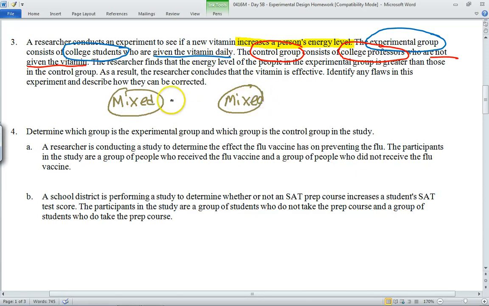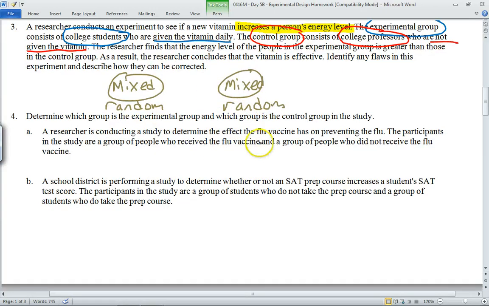And the way they would be mixed if we chose them by random chance, random impersonal chance. That's how we would fix it. So you would write some sentences explaining what I just talked about. Okay, let's look at number 4.